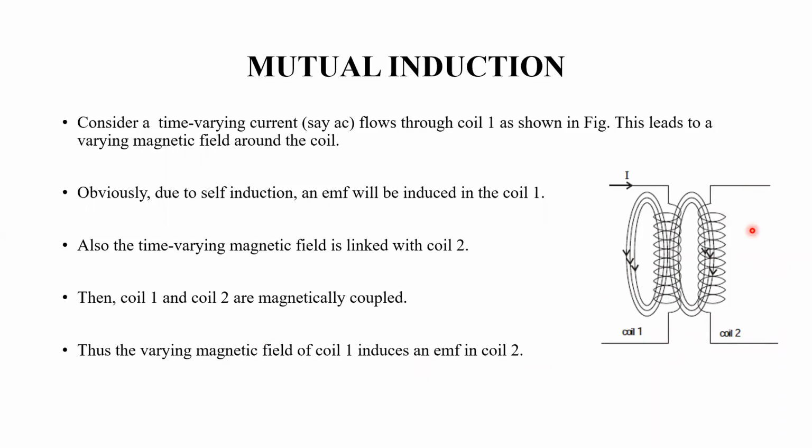I'll repeat again. You have 2 coils. In coil 1, there's a current. If there's a current in coil 1, there will be a flux in coil 1, and there will be a flux linkage in coil 2 also. If the current in coil 1 changes, the flux linking coil 1 will change. Similarly, the flux linking coil 2 also will change. And this change in flux linking coil 2 will produce an EMF. And this EMF is called the mutually induced EMF.